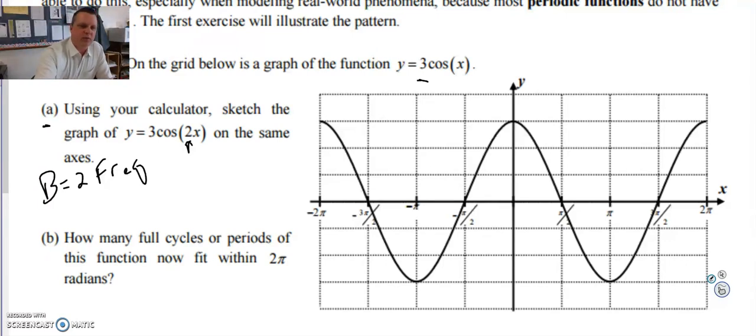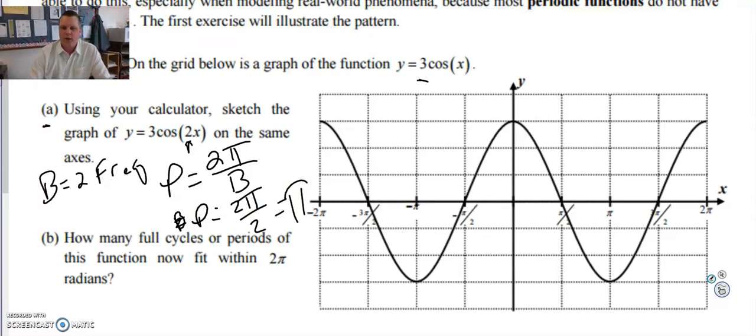Now, from this b, we also find what is called the period. So the period has a formula of p equals 2 pi over b. So my period equals 2 pi over 2, which is just pi. So what that means is that between 0 and pi, we should have one complete curve.